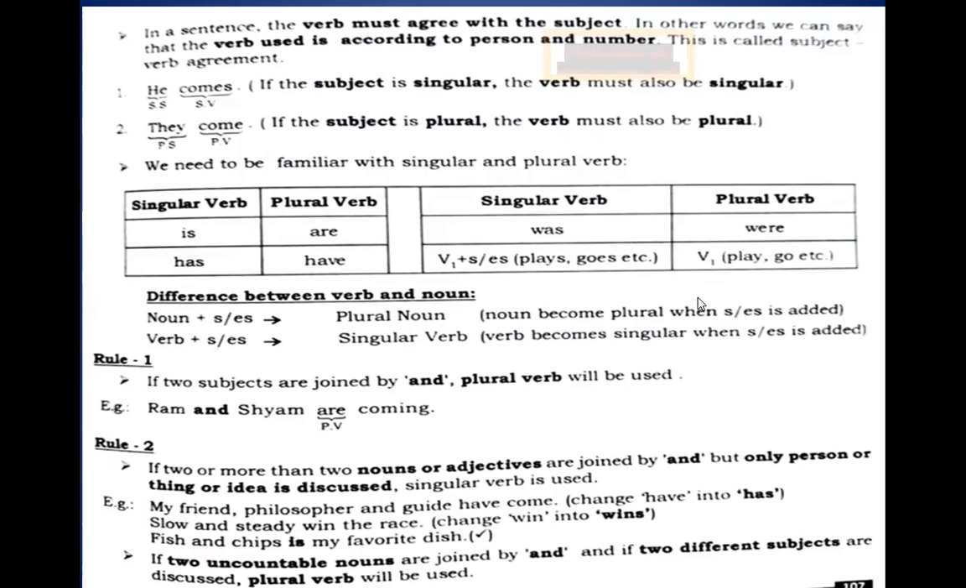You see the sentence, my friend, philosopher, and guide have come. Now you see there is only one person, my friend. My friend is referring to the one only, who is philosopher as well as guide.